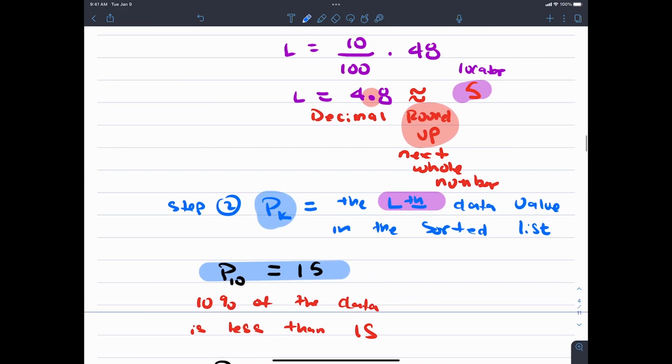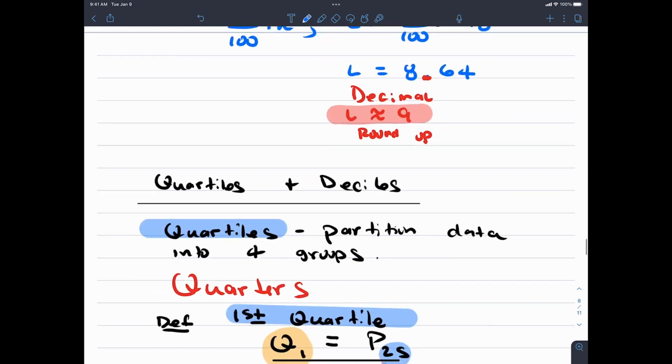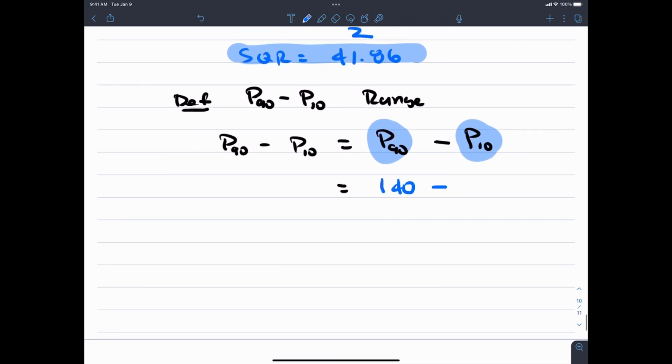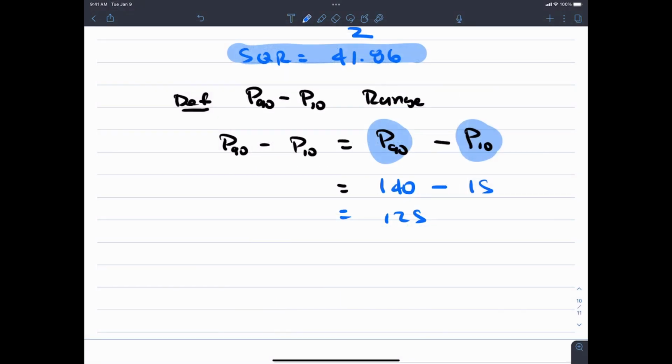Is that 15? All right, 15. What's 140 minus 15? Well, we'll see. 140 minus 15, what do we got? 125. Is that right? Okay. All right.